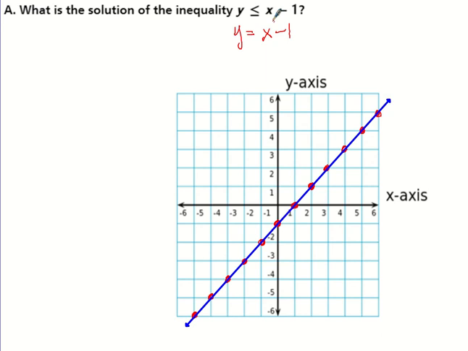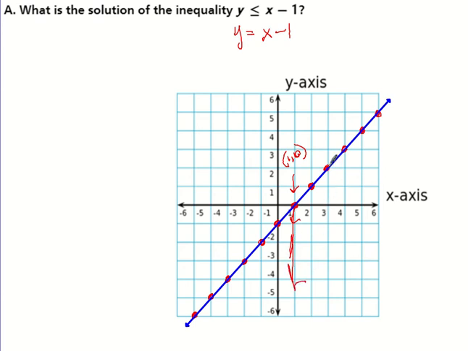If we plug in 1, 1 minus 1 gets me 0. Well, that point right there is 1, 0. Now, that's the equal to. I want it to be less than that. Everything that's less than that is down here, right? This is -1, -2, -3. That's less than 0. So that's everything down here.